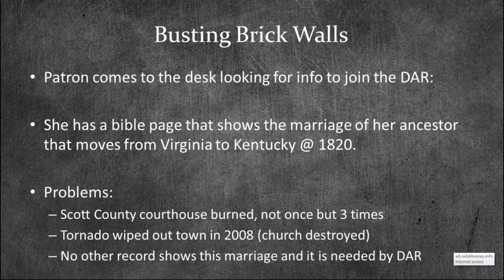So now about busting those brick walls. I talked about courthouses. What do you do if there's a courthouse fire? I had a woman come into the library just last week, actually, and she's trying to become a member of the Daughters of the American Revolution. And in order to become a member, you need to be able to show a clean descendancy from the patriot who served to yourself. It has to be a direct line. It cannot be a collateral line. It cannot be a cousin or an uncle or a nephew. It has to be a direct line.